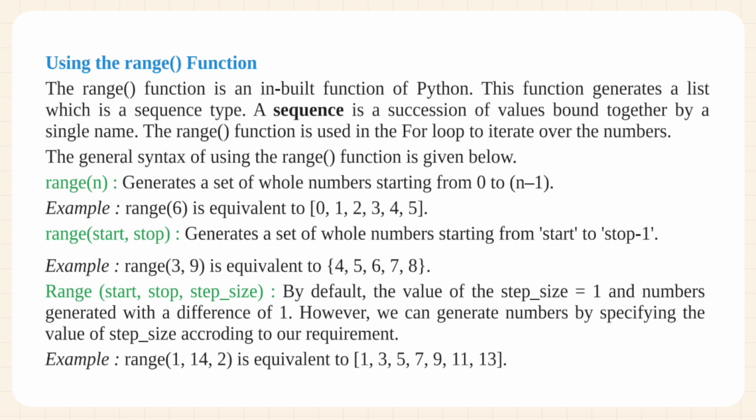range(start, stop, step_size): by default, the value of step_size is 1, and numbers are generated with a difference of 1. However, we can generate numbers by specifying the value of step_size according to our requirement. Example, range(1, 14, 2) is equivalent to 1, 3, 5, 7, 9, 11, 13.